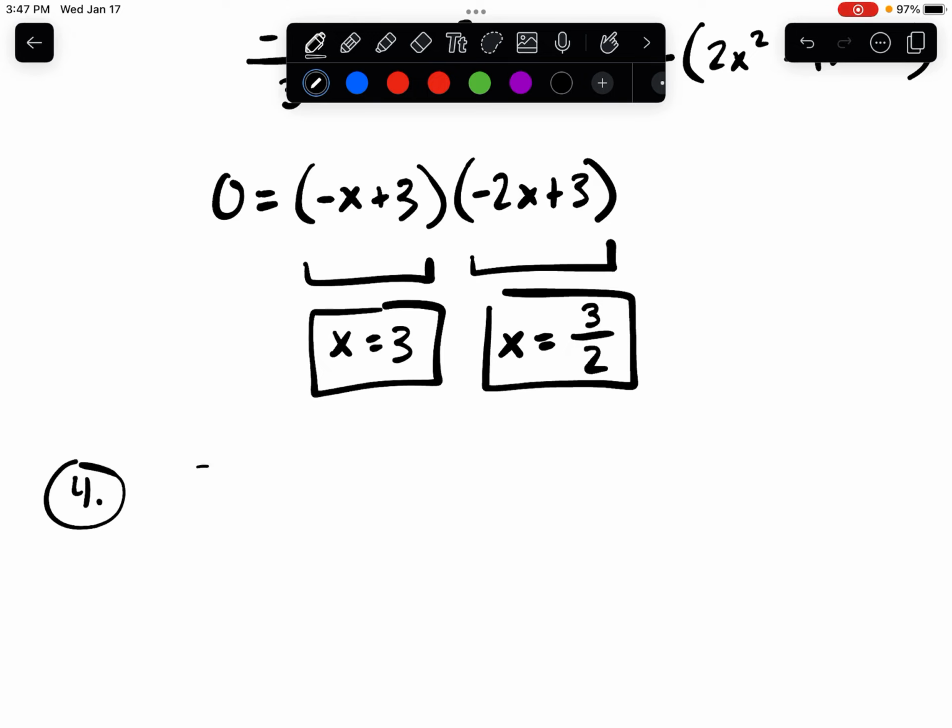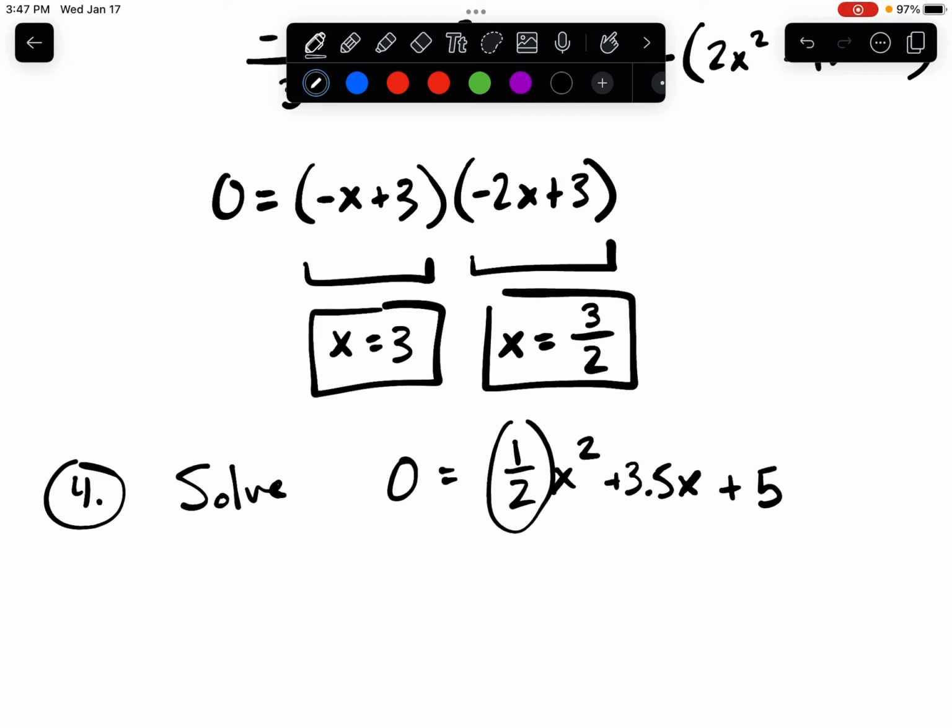Now sometimes, let's do a fourth example here. I might ask you to solve 0 equals, let's do 1/2 x squared. Let's do a plus 9. Actually, we just did some with 9. Let's do a different number. Let's do a plus 5, and then let's do a 3.5x. Okay. For something like this, whenever you have a fraction as your coefficient for a, again, 1/2 is not equal to 1.